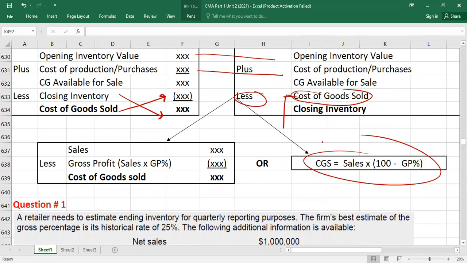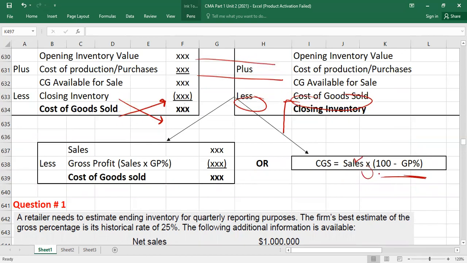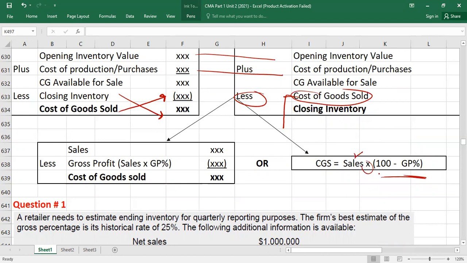Cost of goods sold will be equal to, because this is what you are calculating, the value of sales multiplied by what's written here, 100% minus GP percent. Actually, 100% is the sale. If you take 100%, it's a sale, minus GP percentage, automatically you will get cost of goods sold percentage. If you multiply the cost of goods percentage with sales, automatically you will get the value of cost of goods sold. Right or wrong? It's just math, nothing else.